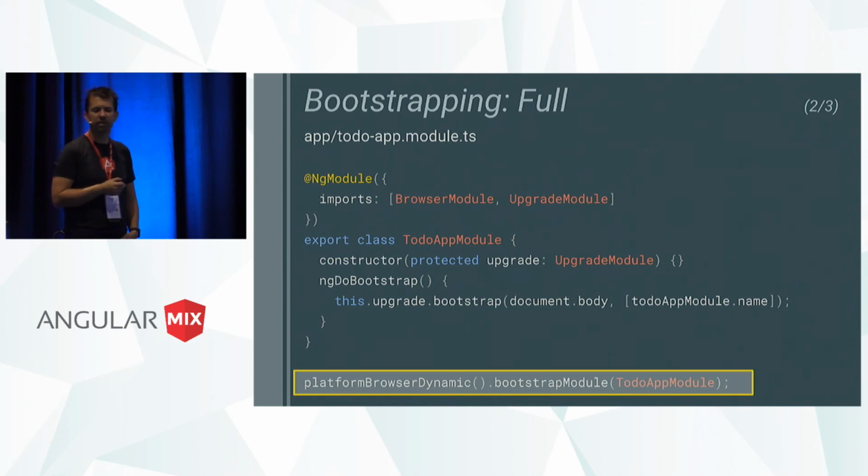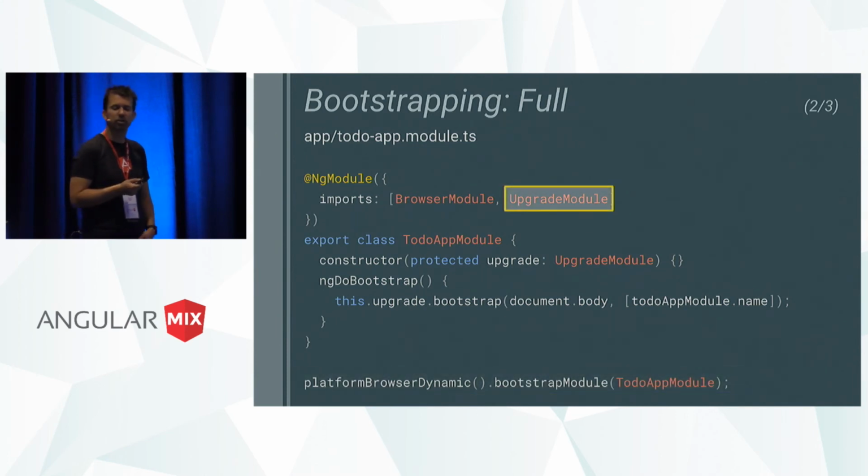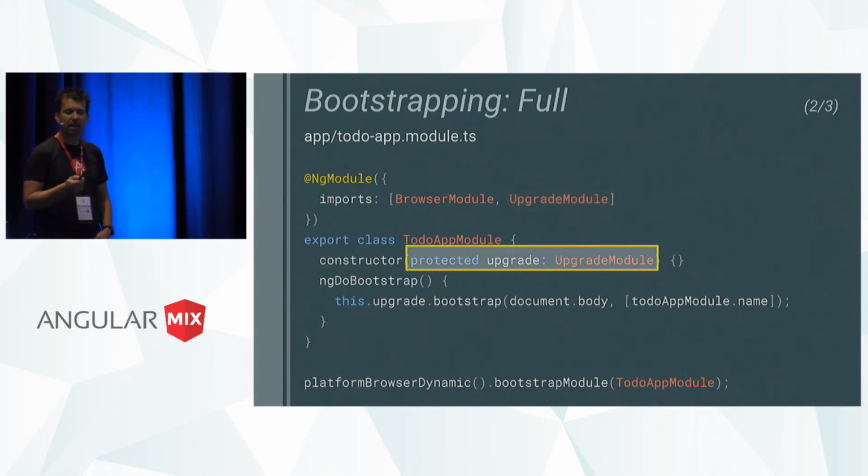This example uses the dynamic mode, but the full AOT compiled mode is the same exact syntax. So here we bootstrap ourselves. Once we bootstrap ourselves, we have a root module, which depends on upgrade module. So we pull that in. And here is the place where we actually bootstrap AngularJS from within Angular.